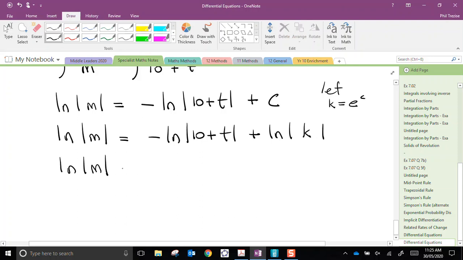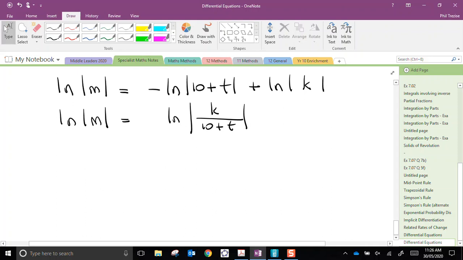The natural log of m then equals, well, this is the difference between two logarithms. Oh dear, I was going to write log instead of ln. This would be k over 10 plus t. Now, if I have natural log of m on the left equals natural log of all that stuff on the right, I could apply an exponent to both. Or I could simply go, you know what, it must be true that the m thing equals the k over the 10 plus t thing. The argument of the two logarithm functions must be the same. This is pretty close to our answer.